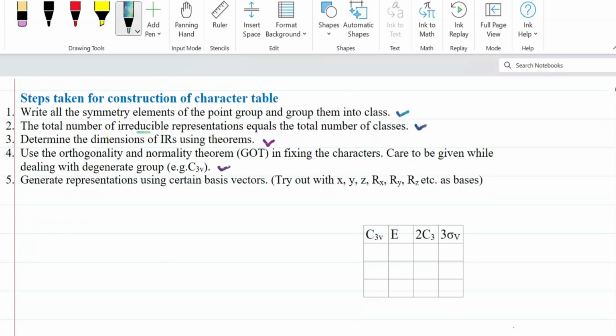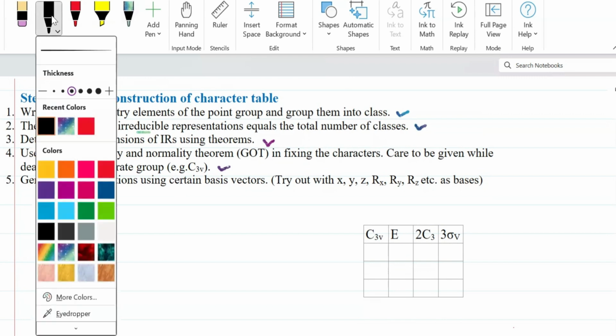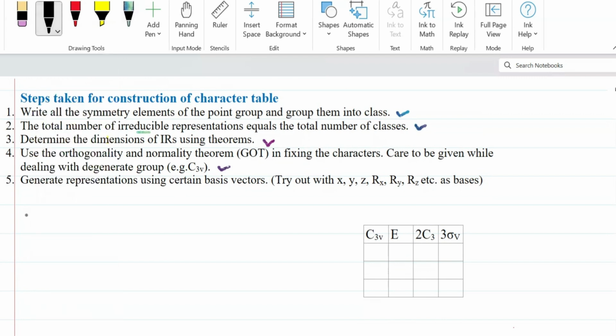As it was discussed, let us follow stepwise in order to evaluate. So first step: what is the point group? Here we have taken C3v. So according to that, what is the first step? Symmetry elements you need to write down.